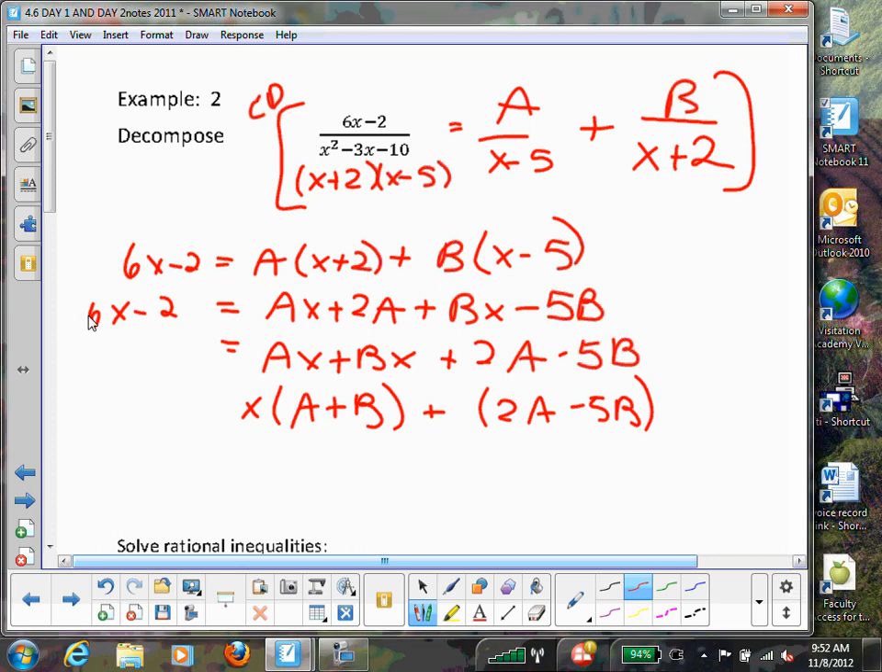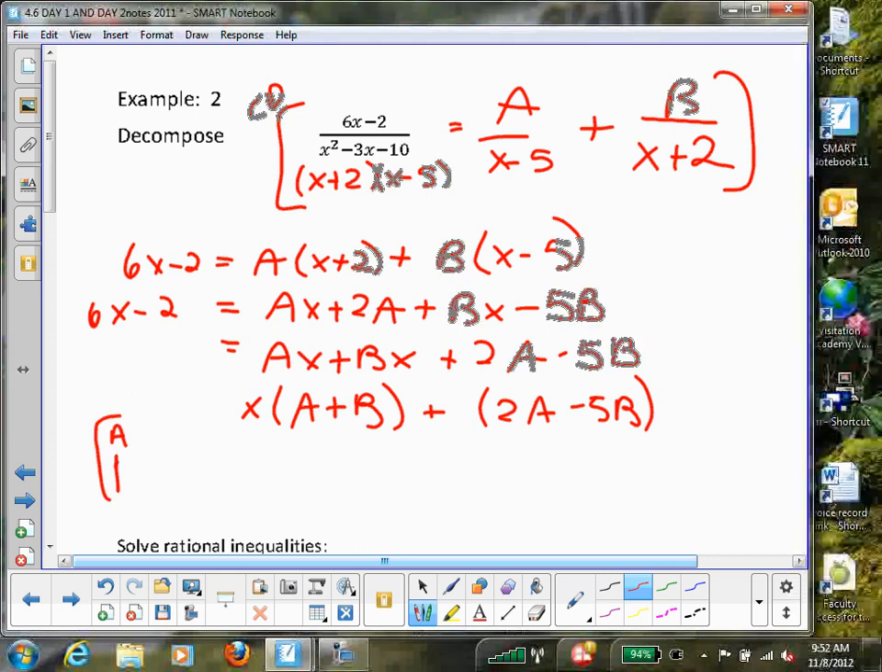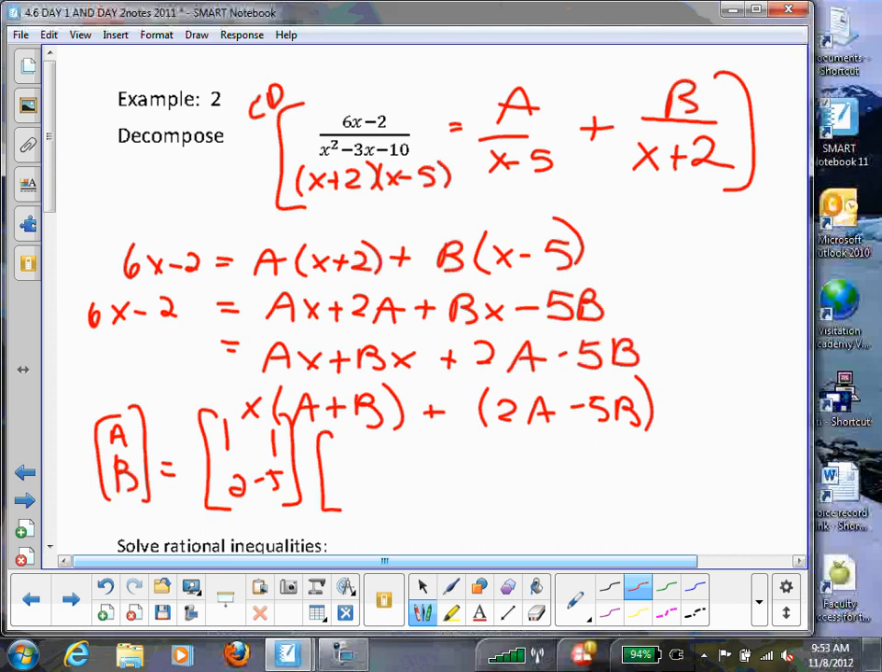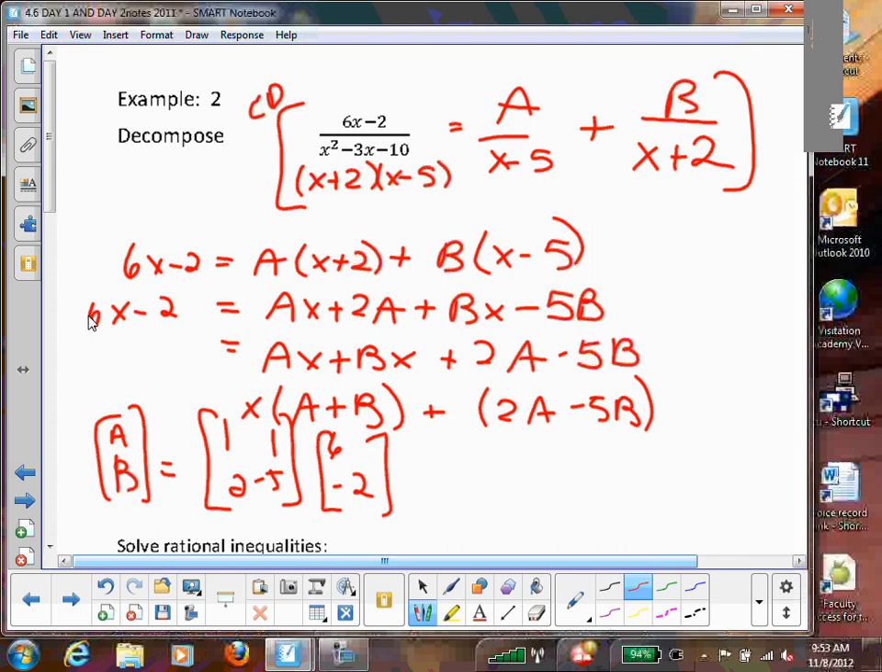So now let's jump right to this. This is going to be a 1, 1, 2, negative 5, won't it? 1, 1, 2, negative 5. This is going to be what? And negative 2. Right. Get the order right. Yes, thank you. I dropped my negative 1.